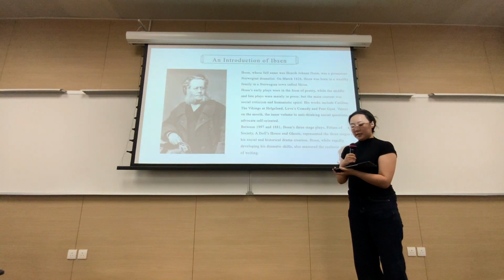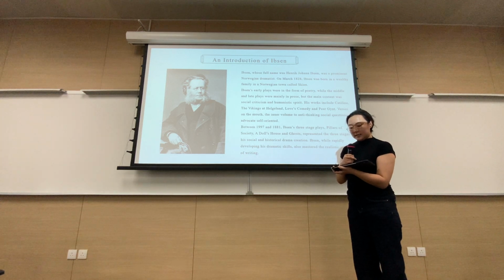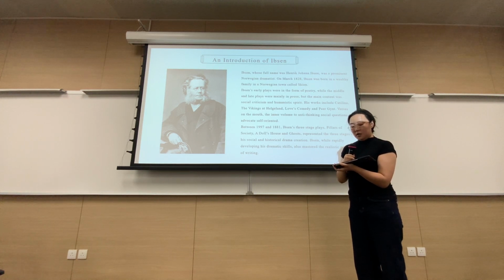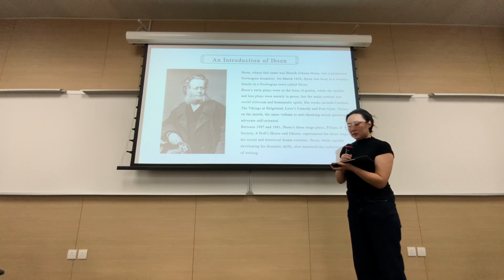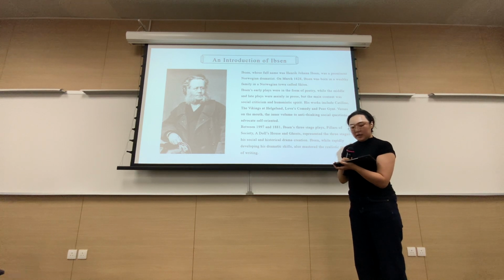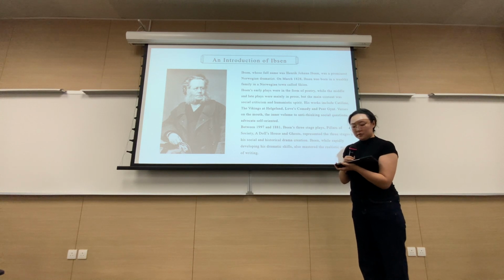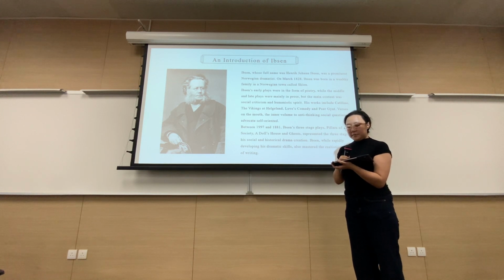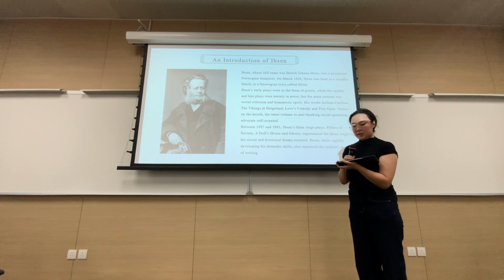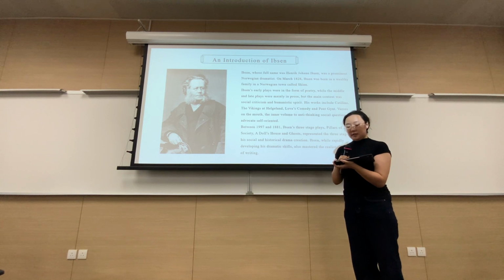Ibsen, whose full name was Henrik Johan Ibsen, was a prominent Norwegian dramatist. In March 1828, Ibsen was born into a wealthy family in a Norwegian town called Skien, which provided the objective conditions for Ibsen's childhood exposure to the European upper class. At the age of 16, he was forced by his father to work as an apprentice in a small pharmacy. During the 3 years in the pharmacy, Ibsen, while busy with his work, found time to read a variety of books and taught himself drawing. This laid the foundation for his later work.